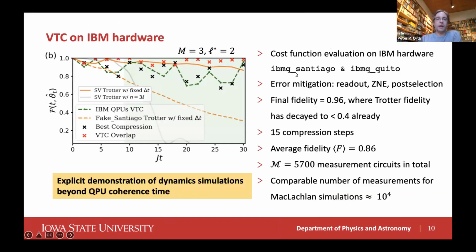I'm aware of that. And then on IBM hardware, we were able to do it for m equal to 3, and a layer number of 2 is necessary here. So this is of course a small system, but you also have a lot of noise. So actually being able to run this optimization at every time step and getting a decent fidelity in the end, which is close to, let's say, 90%, whereas if you just run the plain Trotter circuit, you would end up with a fidelity of about 0.4. So this is an explicit demonstration that this can work. You can simulate dynamics beyond the coherence time on present day devices. Actually, the number of measurements that we needed here was about 5,700, so this was doable over a couple of days.